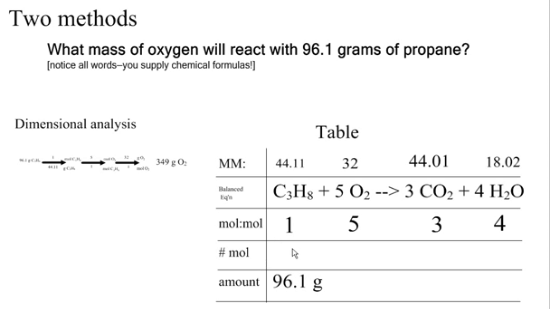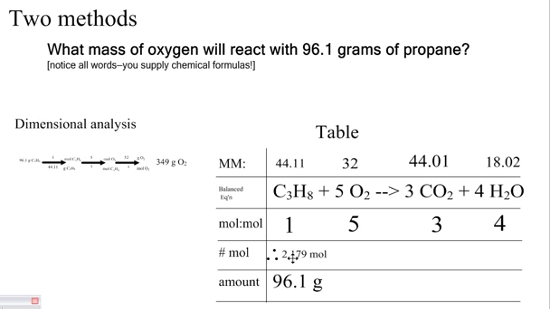How many moles of propane is that? We have to fill in the table above. So remember, we're going to take this number and divide by its molar mass to come out with how many moles of propane we have. So when we do that, 96.1 divided by 44.1 comes out to 2.179. Therefore, we have 2.179 moles of propane.